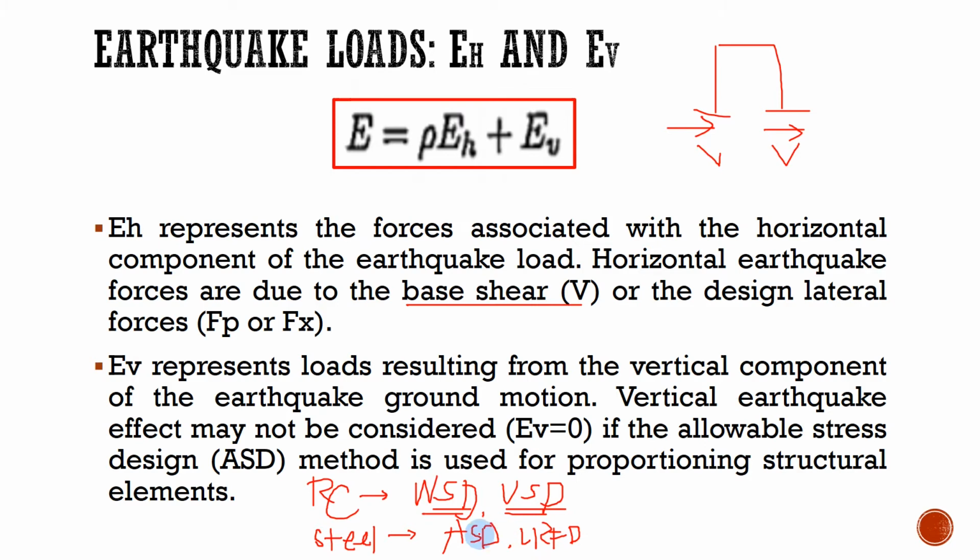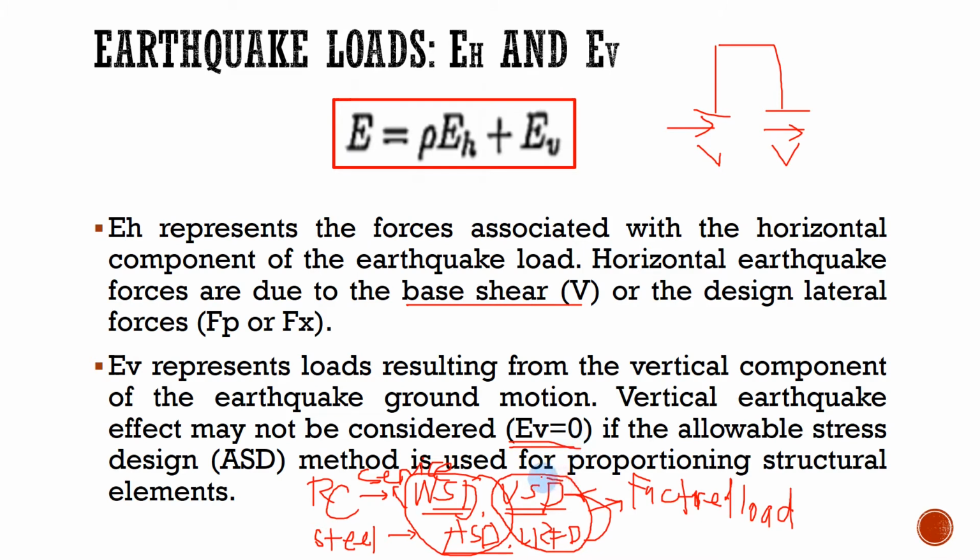Okay, so working allowable, this is allowable stress design. USD and LRFD use factored loads, while WSD uses service loads. So if you are utilizing service loads for proportioning your structural element, then EV can be considered as zero.